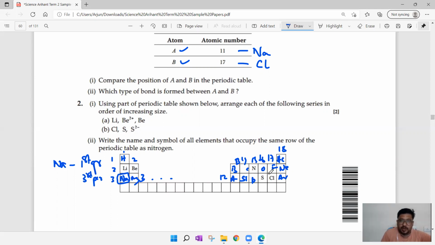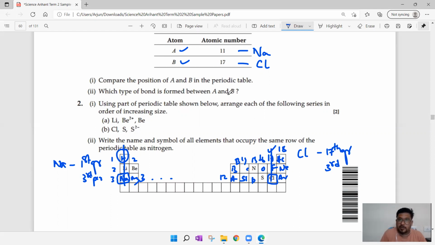While coming to chlorine, chlorine belongs to 17th group, and while coming to the period, it belongs to third period only. So both elements are staying in third period, but while coming to sodium, it is first group element. While coming to chlorine, it is 17th group element. That is the answer you have to write.